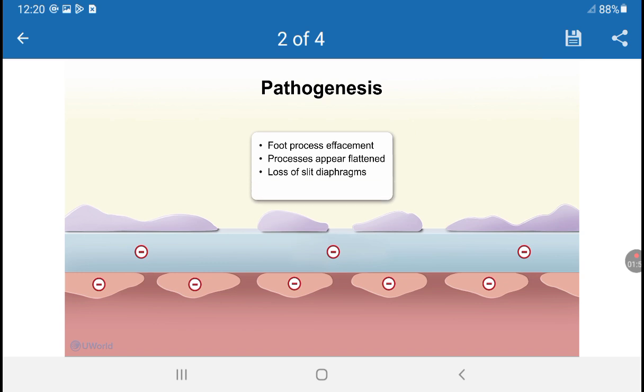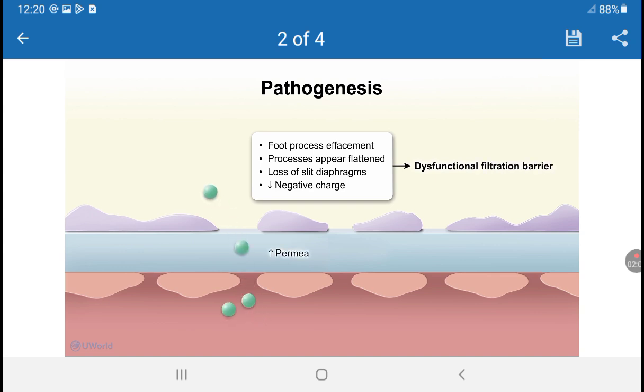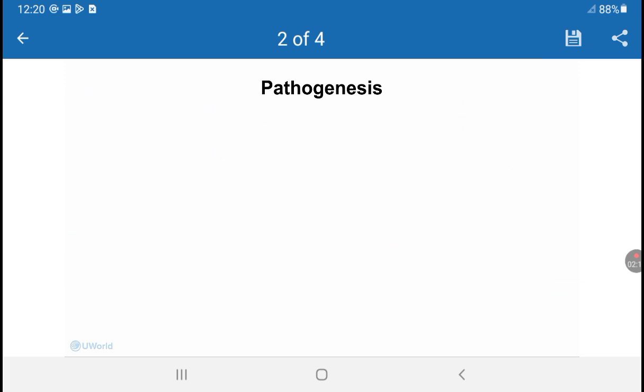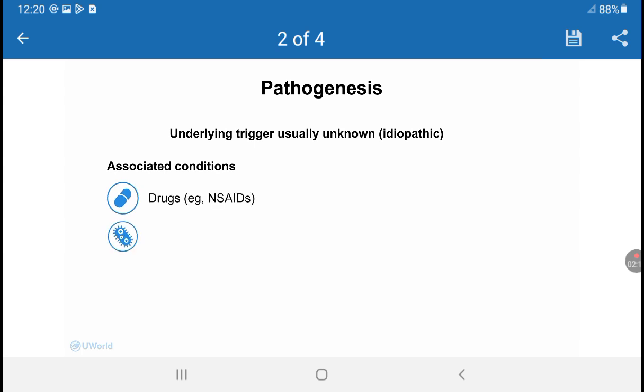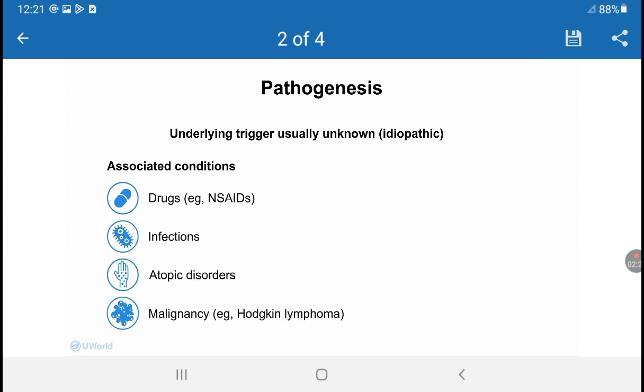The factor also decreases the negative charge of the glomerular capillary wall. As a result, the filtration barrier becomes dysfunctional. There is increased permeability to negatively charged plasma proteins, particularly albumin, causing selective proteinuria. In most instances, the specific underlying trigger is unknown. However, some cases have been associated with drugs, infections, atopic disorders, and malignancy, emphasizing the likely role of immune dysfunction in the pathogenesis.